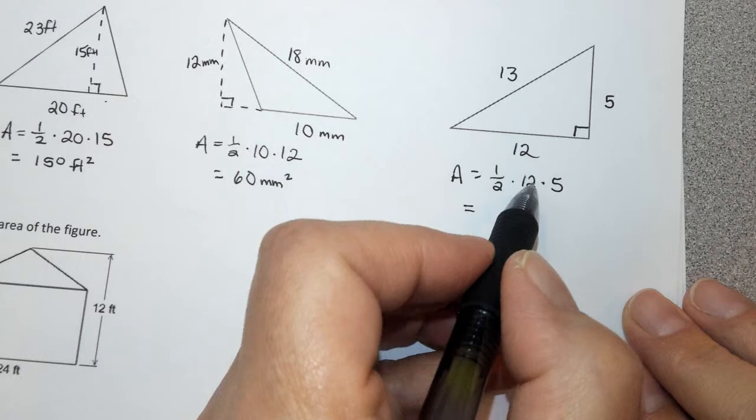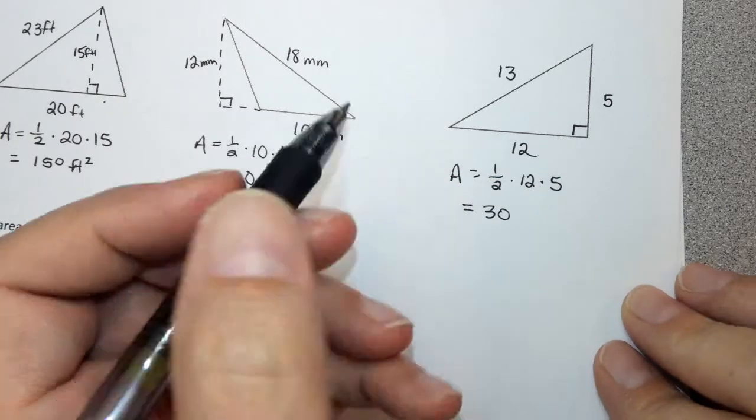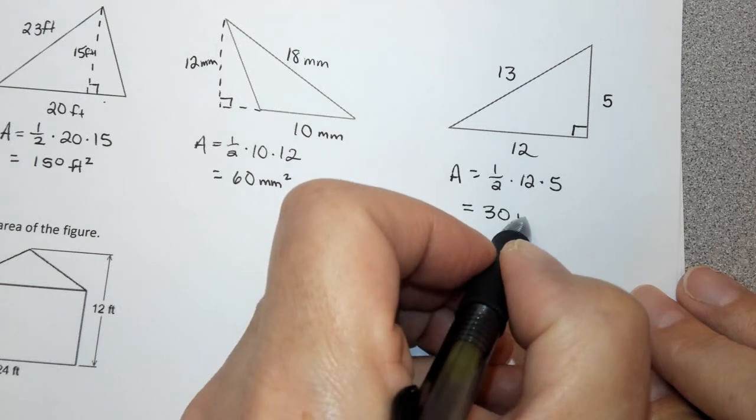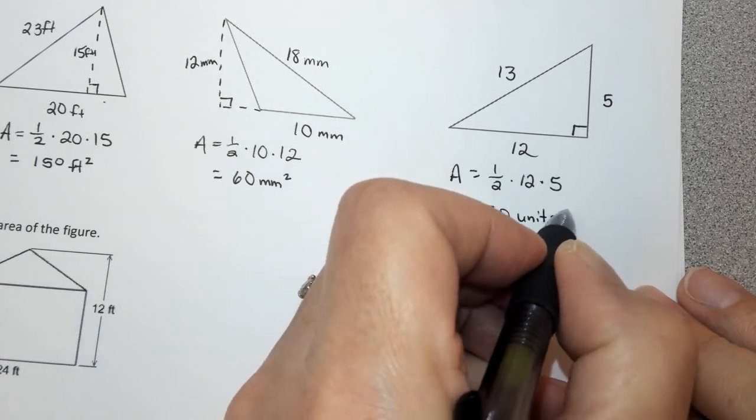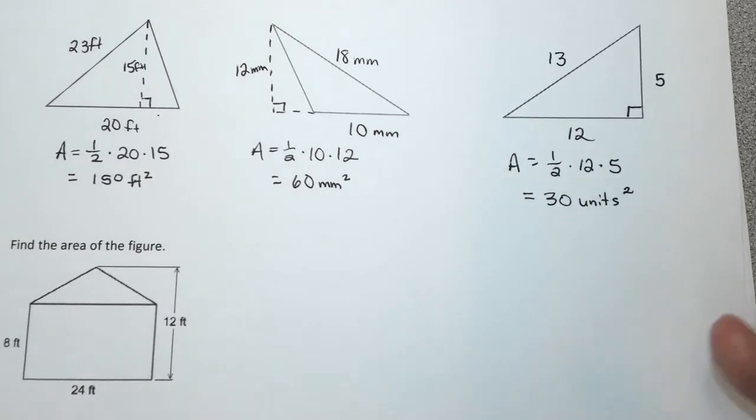Half of 12 is 6. 6 times 5 is 30. And this time I don't actually have known units. When I don't have known units, I'm going to simply write the word units with a square. We'll use a generic label. Alright, so that's pretty much it for the formulas. Area of a parallelogram, area of a triangle will get us done for the day.